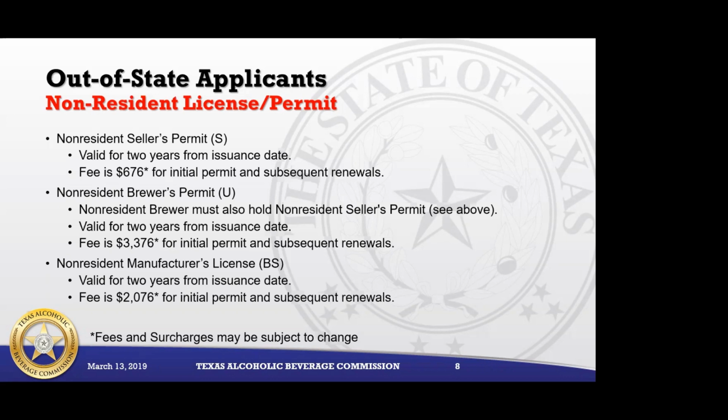We have non-resident brewer's permits. These are identified by the letter U. These are breweries located outside the state that import their ale or malt liquor into Texas. A non-resident brewer must also hold a non-resident seller's permit. The permit holder may contract with the holder of other brewery permits to provide brewing services, or they can use the permit holder's brewing facilities under an alternating brewery proprietorship. That's why we say the permit is for the actual manufacturer or the brand owner.